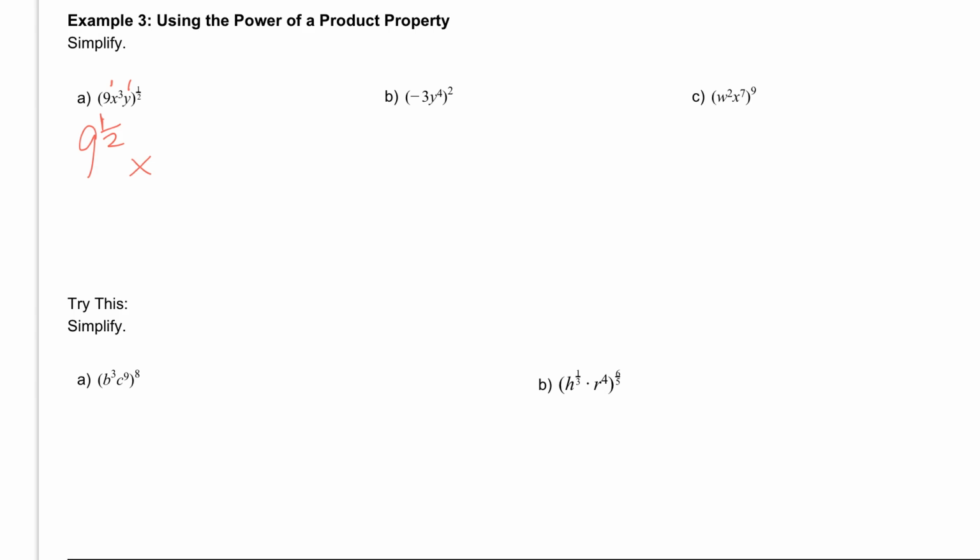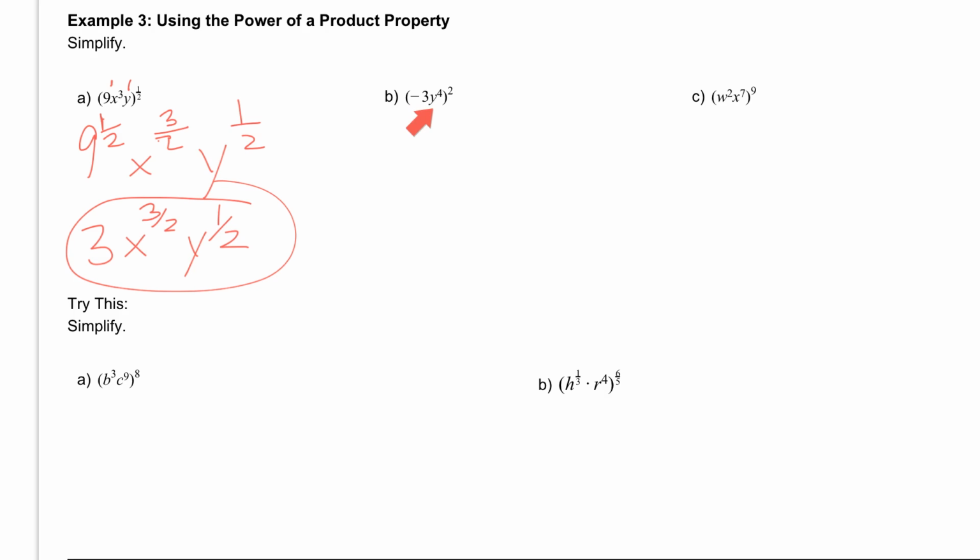x raised to the 3/2, and y raised to the 1/2. And then you can evaluate it. So 9 to the 1/2, you can plug that into your calculator, and you'll see that you get 3. So we end up with 3x to the 3/2, y to the 1/2. And that's it. Then let's take a look at letter B.